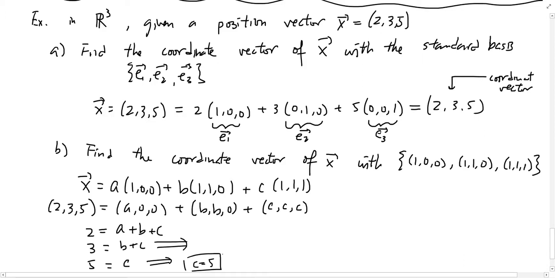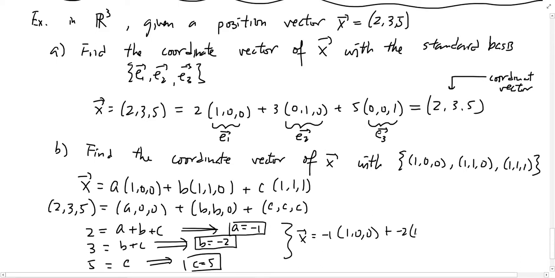And what happened to b? Well, b must equal -2. And then a must equal -1. So therefore, combining this tells me that the vector x is equal to -1 times (1, 0, 0) plus -2 times (1, 1, 0) plus 5 times (1, 1, 1). So therefore, it tells me that the coordinate vector will be (-1, -2, 5). So that becomes the coordinate vector.